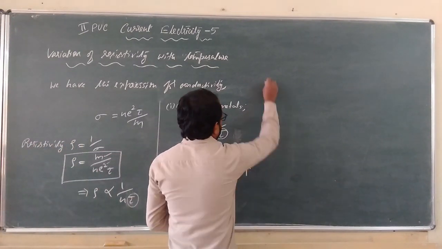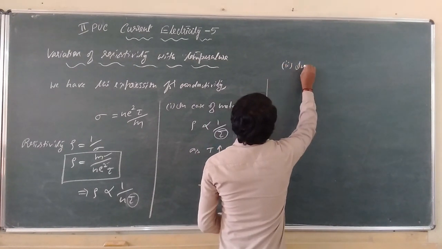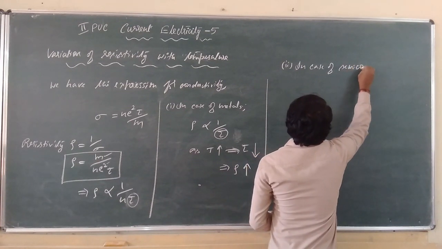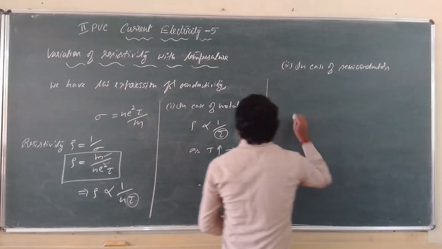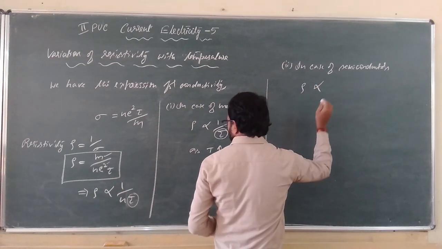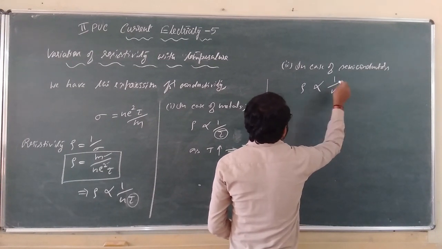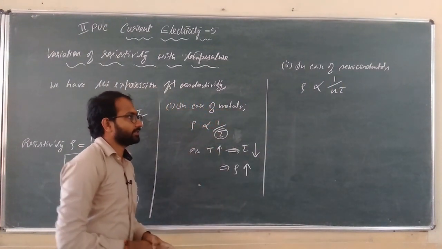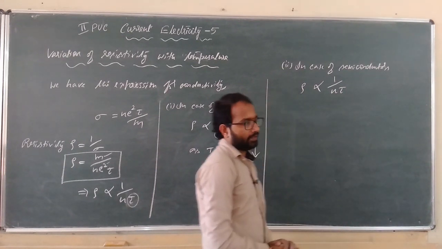So in case of semiconductors, rho is inversely proportional to n and tau. N means number density, the number of electrons present per unit volume of the semiconductor. Tau is the relaxation time.